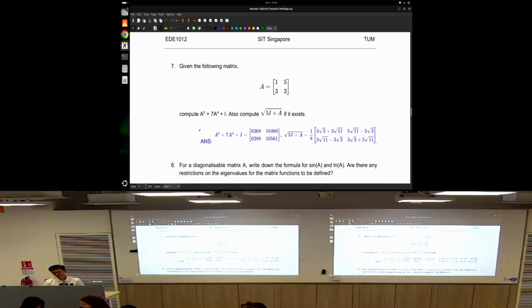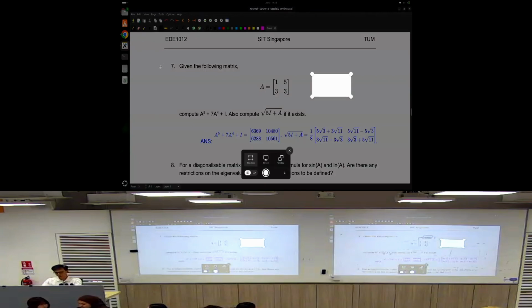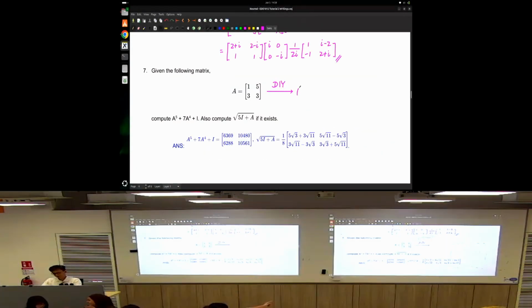Right, so question 7, do I need to do it? Basically diagonalize and then compute the two functions there. Do I need to do question 7? Yes? Okay, the diagonalizing part I no need to do, right? I just write down the PDP inverse first. Then after that I will show you how you get the functions here. So this part you DIY. So A equals PDP inverse.